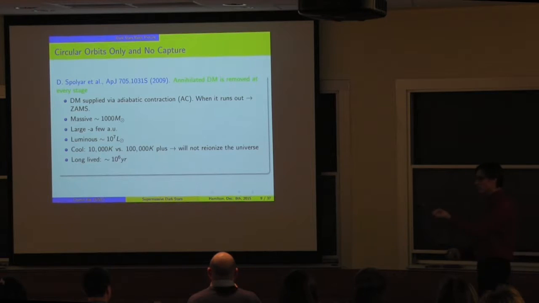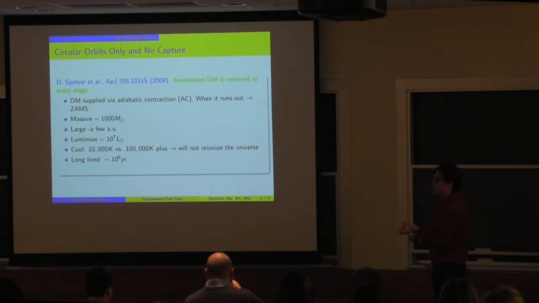So once you have this core for the proto-dark star, how can it grow? It can grow by accretion of baryons, and dark matter can be supplied in different ways, via adiabatic contraction. Basically, in order to have enough dark matter density for these annihilations to be efficient, you have to increase it from the profiles that are assumed. Like in the literature, you have the so-called Navarro-Frenk-White profile, which is pretty universal. We believe that dark matter halos obey this kind of profile for dark matter densities.